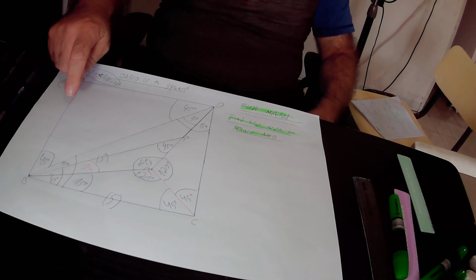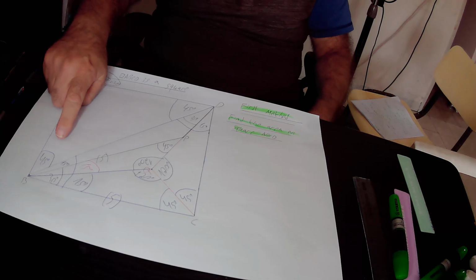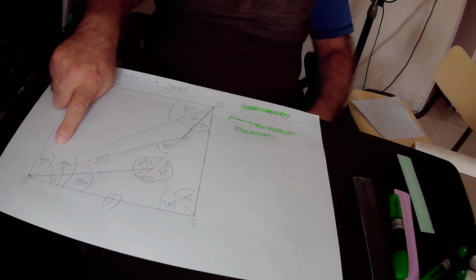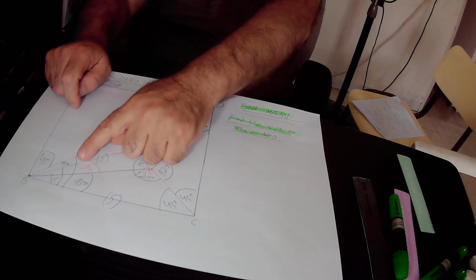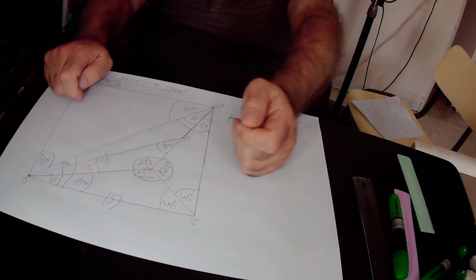Likewise, diagonal DB bisects the angle ABC. This is the first half, that is 45 degrees. This is the second half, this is also 45 degrees. But this angle equals 30 degrees, and therefore this angle must be equal to 15 degrees in size.